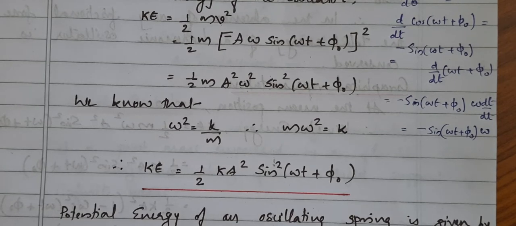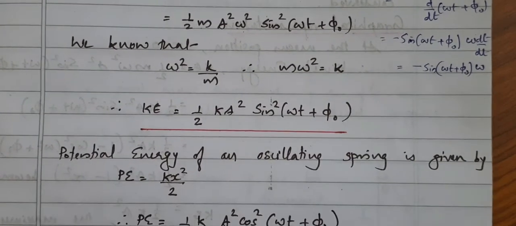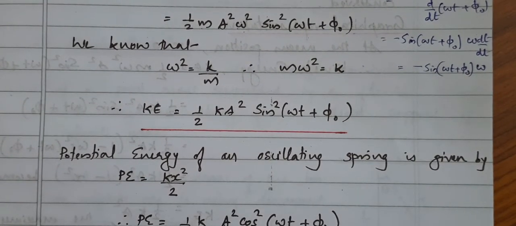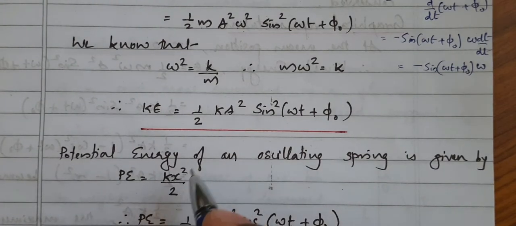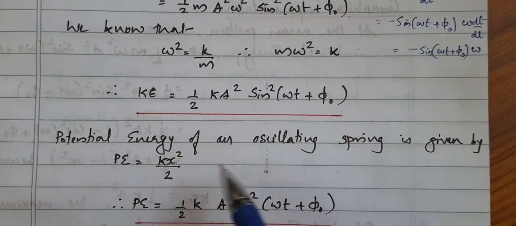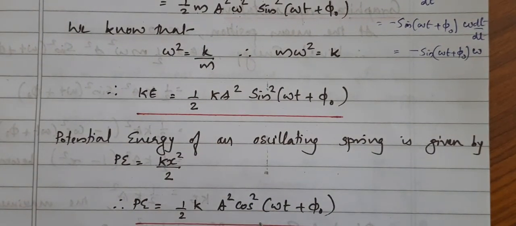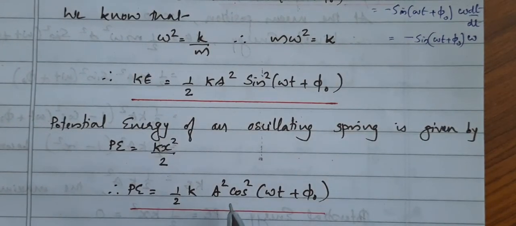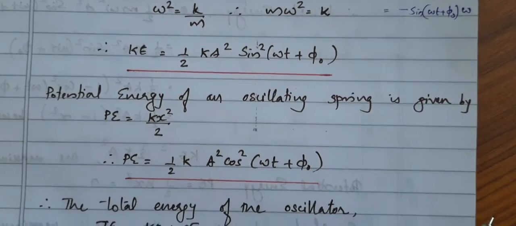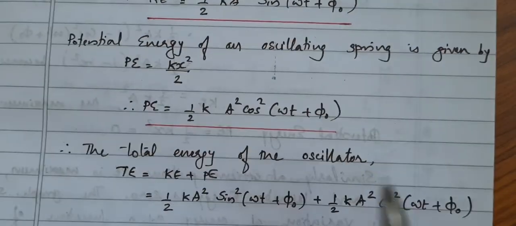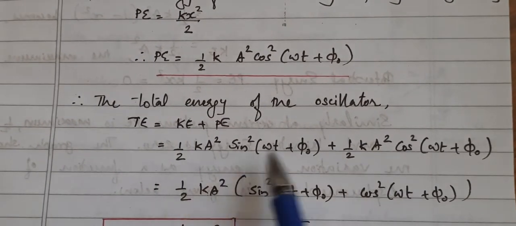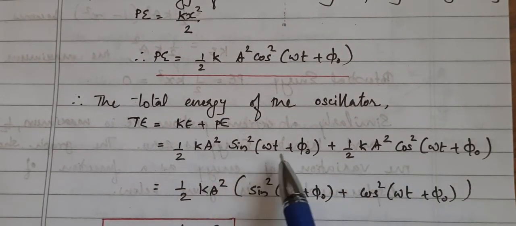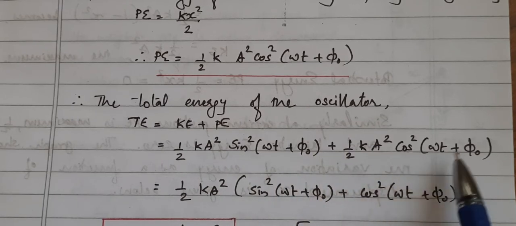Similarly, we have a potential energy also. In work energy power, you have studied that a spring's potential energy is given by half k x square, that is k x square by 2. Here x is a cos(omega t plus phi 0). So if you substitute in this equation, you get the potential energy as half k a square cos square(omega t plus phi 0). So if you add these two, you get the total energy: half k a square sine square(omega t plus phi 0), plus half k a square cos square(omega t plus phi 0).